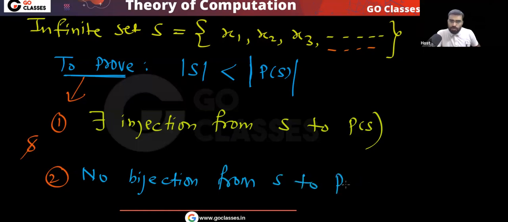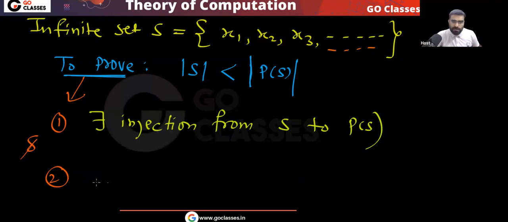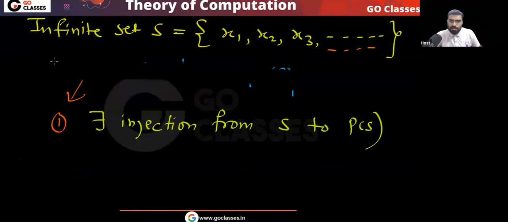Clear? So we have to prove two things: that there is an injection from S to PS, and that there is no bijection from S to PS. First we will start with the first thing. Let's prove that there is an injection from S to PS.